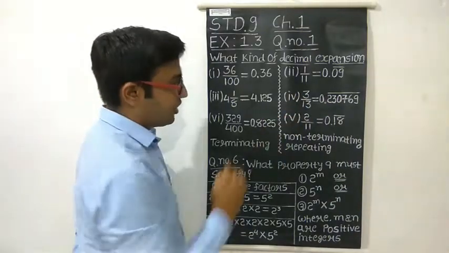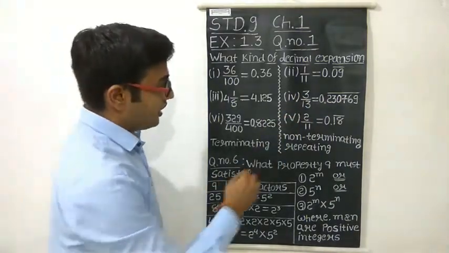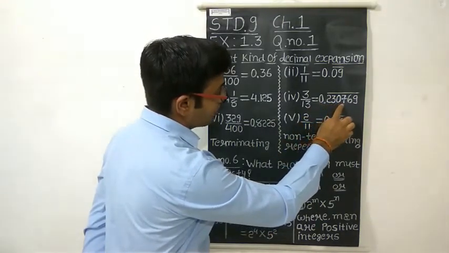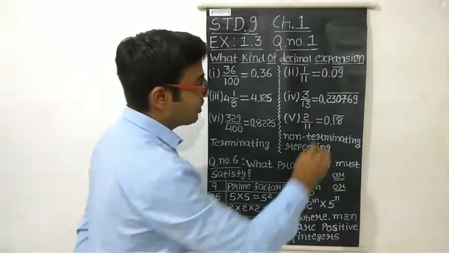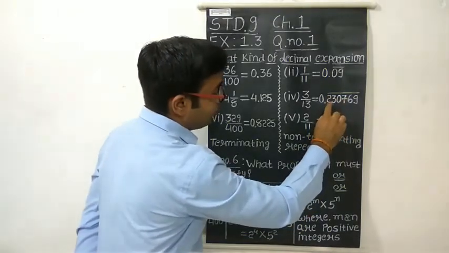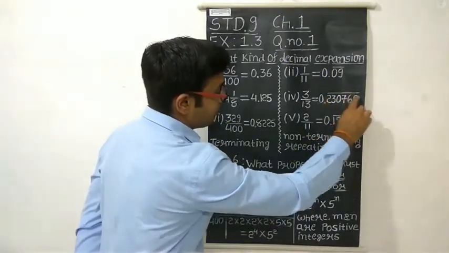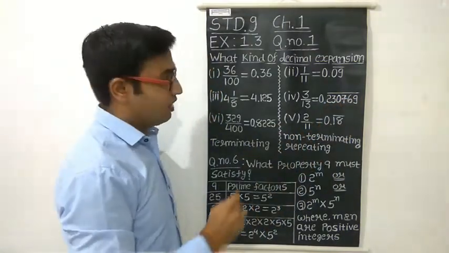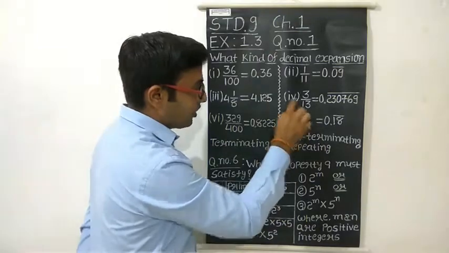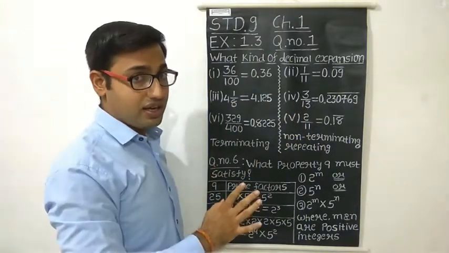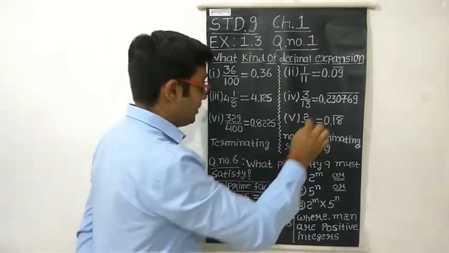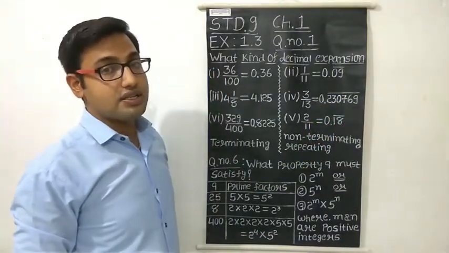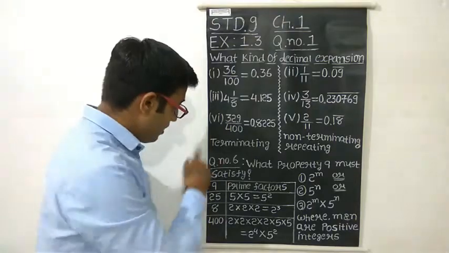If we divide 3 by 13, what will we get? We will get 0.230769. And you can see that there is a bar on these 6 digits, right? That means the 6 digits repeat themselves. So now you know that by dividing 3 by 13, we never get the remainder as 0 and this decimal expansion is a non-terminating decimal expansion, right?